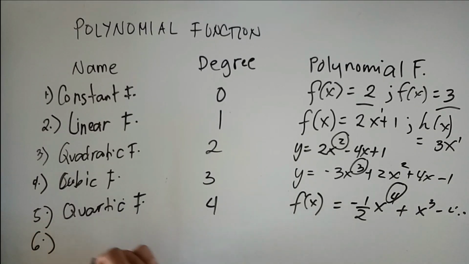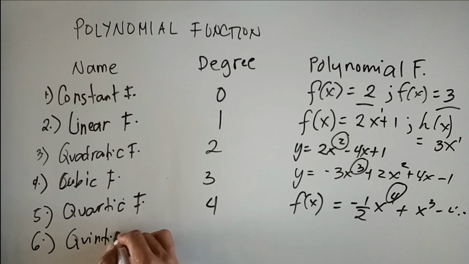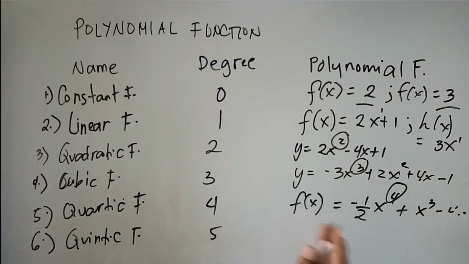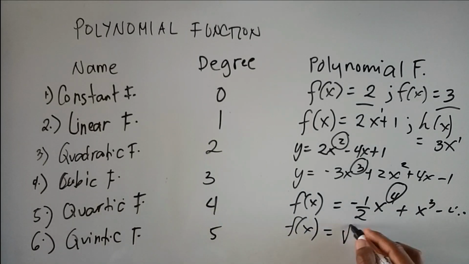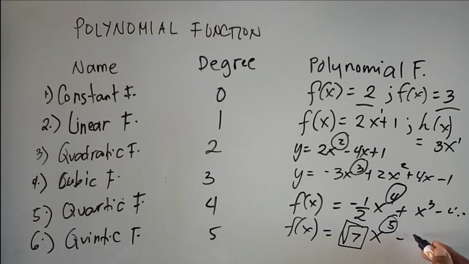And for number 6 we have the quintic function. That has a degree of 5. An example is square root of 7 times x raised to the 5th power, minus 4x plus 1. It doesn't matter what kind of number this is, as long as it is real, not undefined. The most important thing there is the exponent. As long as you can see the exponent 5, that is automatically a quintic function.